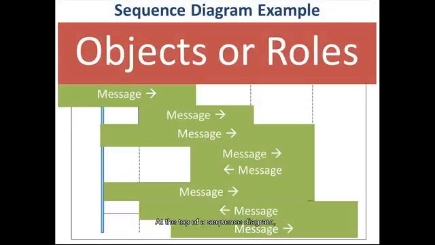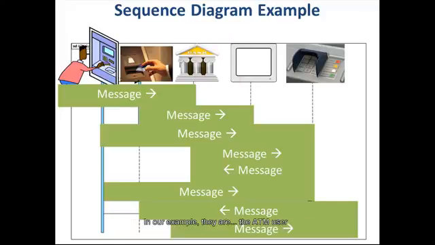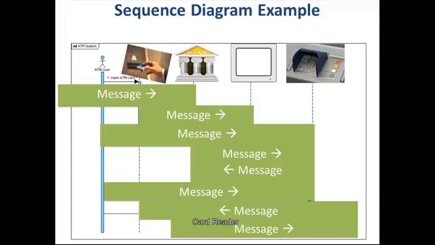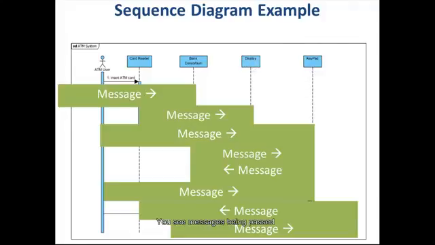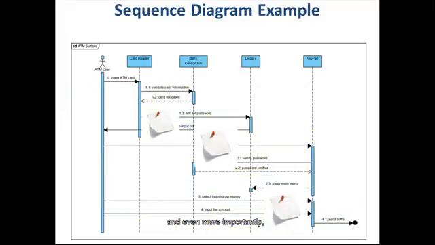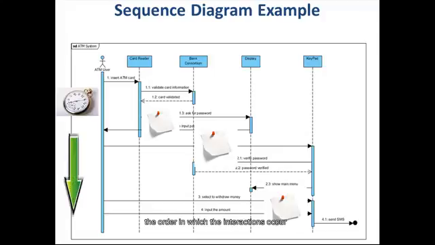At the top of a sequence diagram, you see the objects or rows of the system lined up in a row. In our example, they are the ATM user, card reader, bank consortium, display, and keypad. You see messages being passed between these objects horizontally. And even more importantly, the order in which the interactions occur as time moves from top to bottom in the diagram.